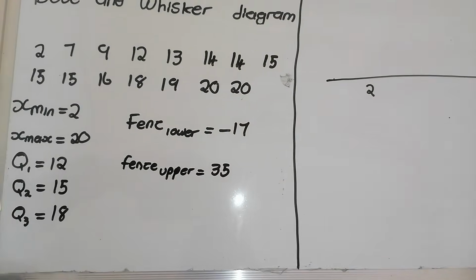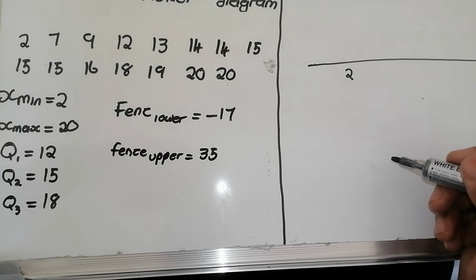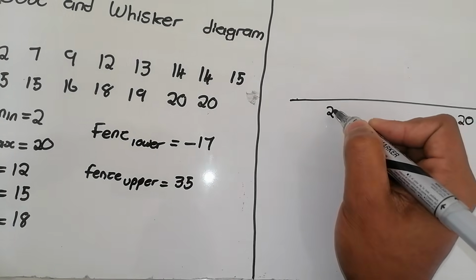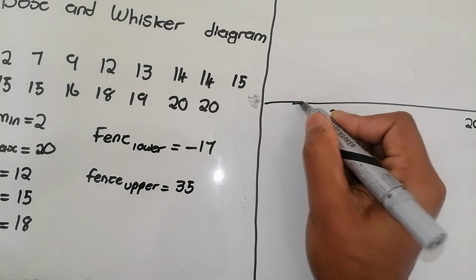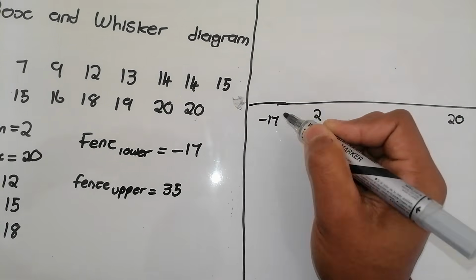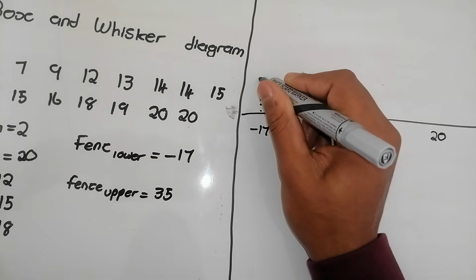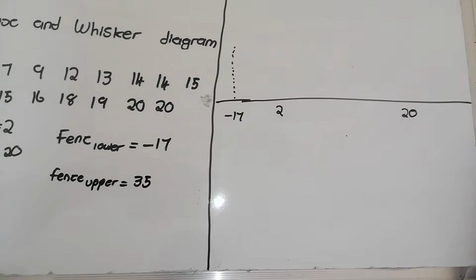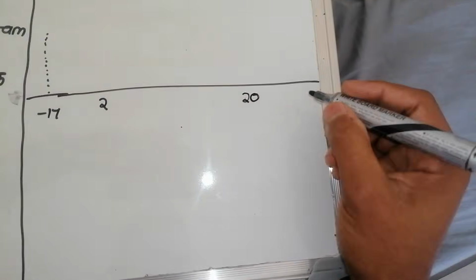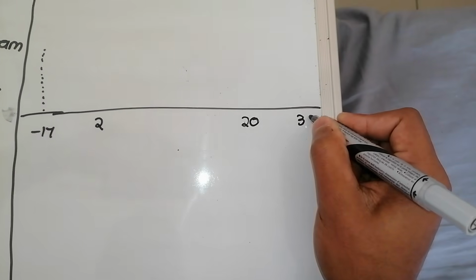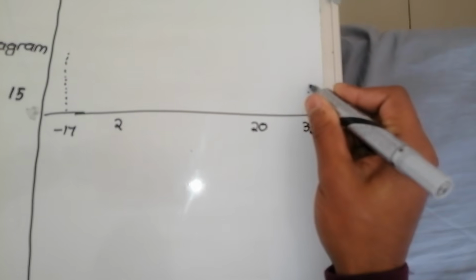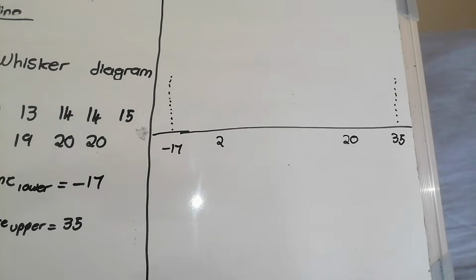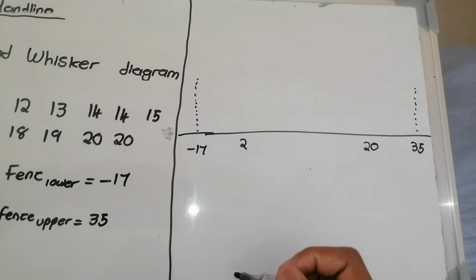So the next thing, we can write the fences. Our lower fence is going to be -17. It's going to be on this side, maybe here, -7. And then we're going to draw dotted lines like this. So this is the lower fence, and then the upper fence is 35, more than the 20, maybe 35 somewhere here. And then we also draw dotted lines to indicate the fence.